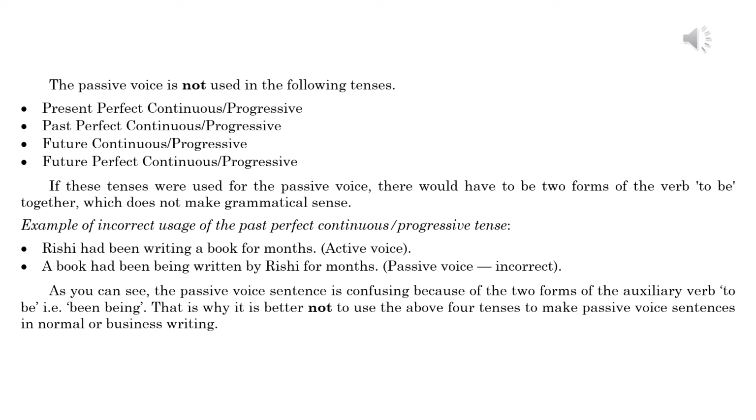Example of incorrect usage of the past perfect continuous or progressive tense. Rishi had been writing a book for months. Active voice. A book had been being written by Rishi for months. Passive voice. Incorrect. As you can see, the passive voice sentence is confusing because of the two forms of the auxiliary verb to be, i.e. been and being. That is why it is better not to use the above 4 tenses to make passive voice sentences in normal or business writing.